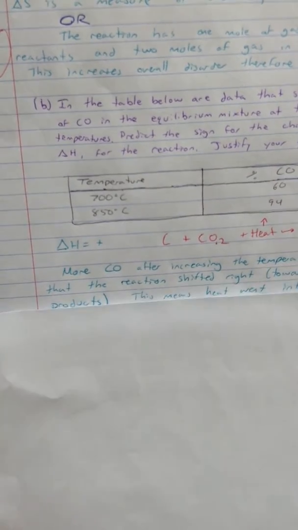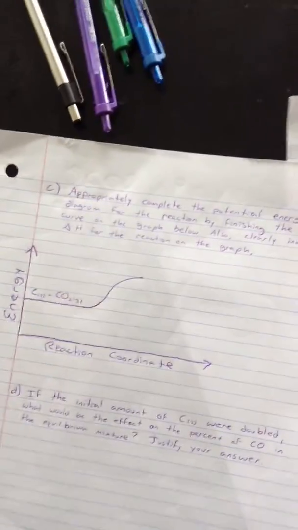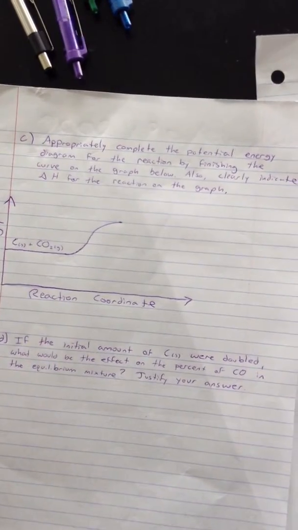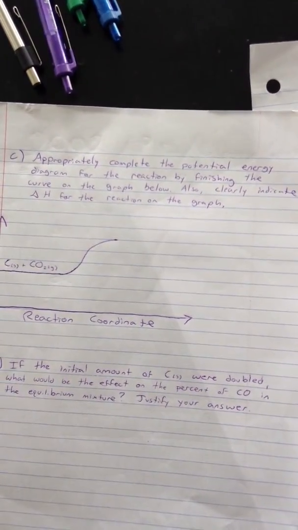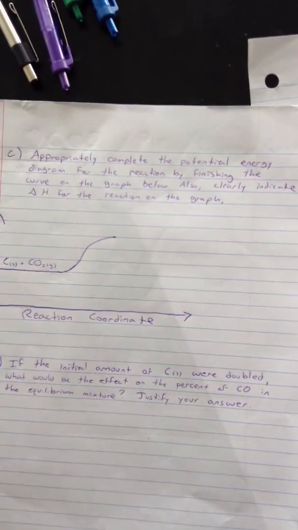And now we shift over to my partner. And here we are. Here we have part C of this. It asks you to approximately complete the potential energy diagram for the reaction by finishing the curve on the graph below. Also clearly indicate the change in H for the reaction on the graph.